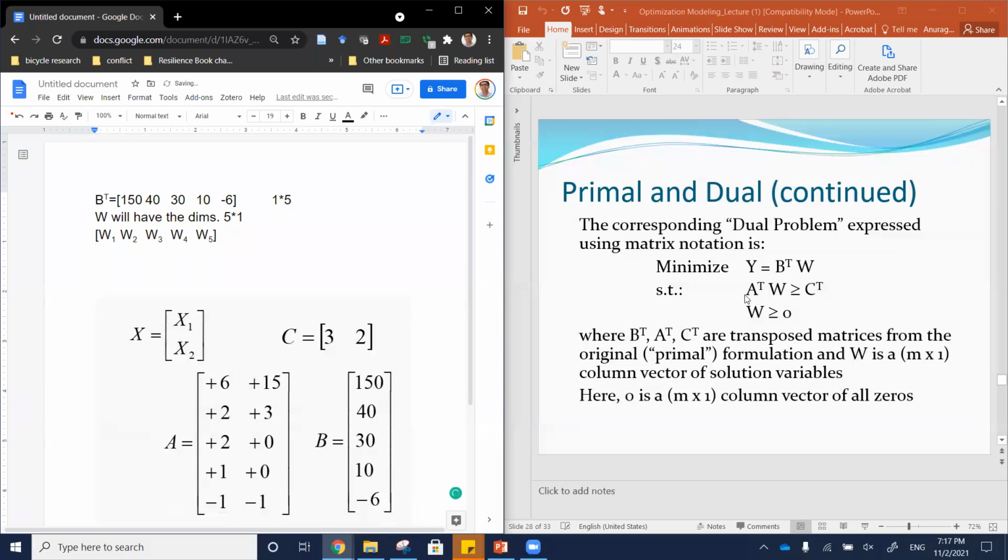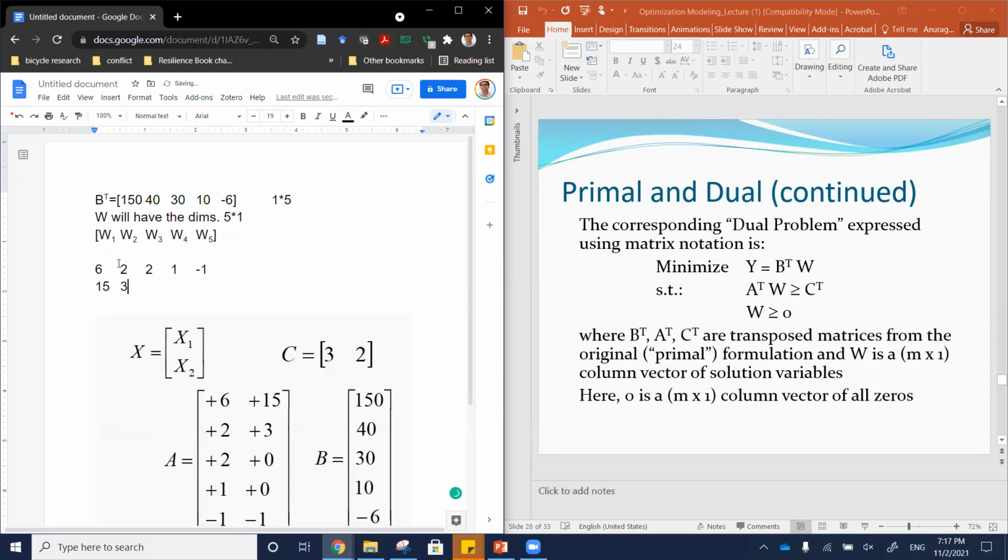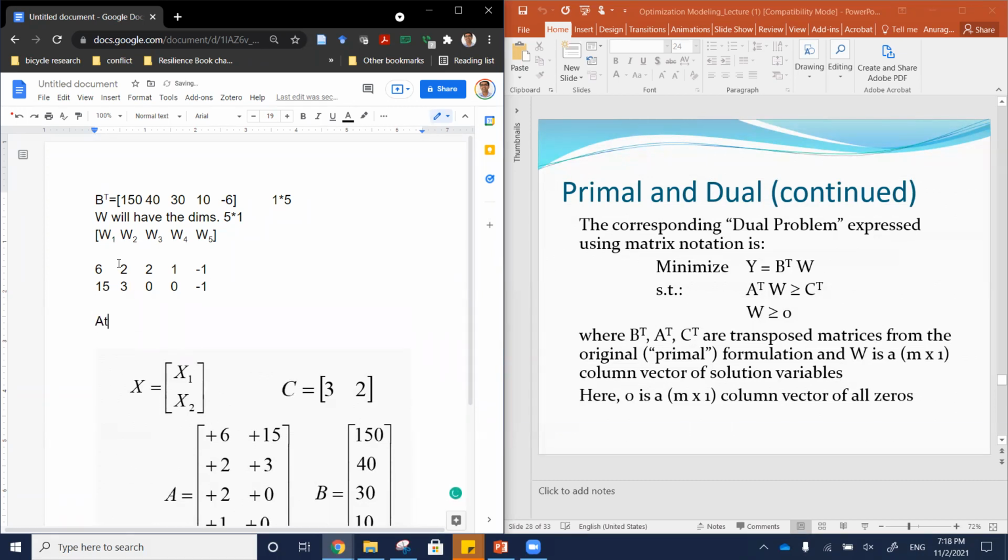Okay. And then A transpose W, my A transpose will be the transpose of this. So the matrix will look like, I don't know if it'll let me write. So I'm going to just write it: 6, 2, 2, 1, -1, and 15, 3, 0, 0, -1. Okay, so this is what A transpose will look like. What's the dimensions of A transpose? It has 2 rows and 5 columns. So A transpose is 2 cross 5.